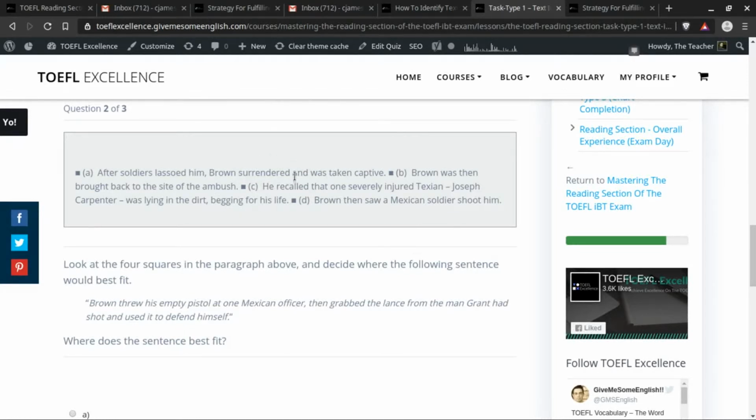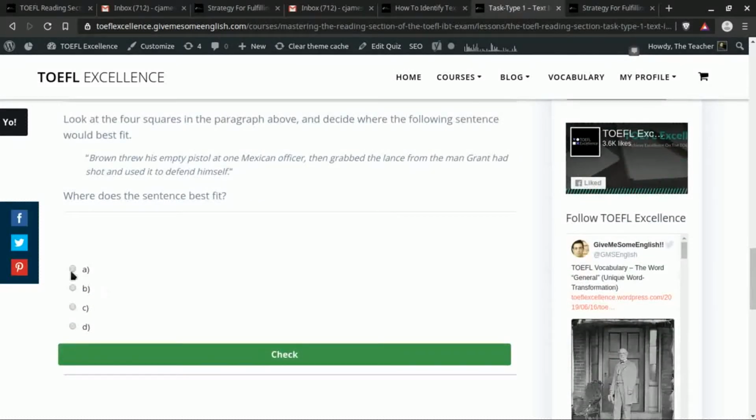He stopped fighting. And then in none of these sentences does it mention anything about him escaping or breaking free. So we have to assume that he's not going to be throwing his pistol or grabbing a lance or defending himself after he surrendered. So even though we don't have the person's first name here, the only place it could fit is at the very beginning, because he's not going to do these things after he surrenders and is taken captive. So we have to just assume that it's letter A.